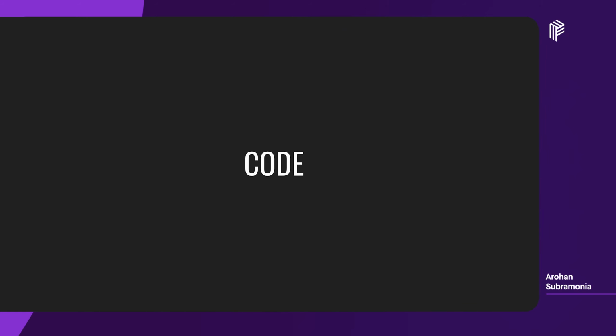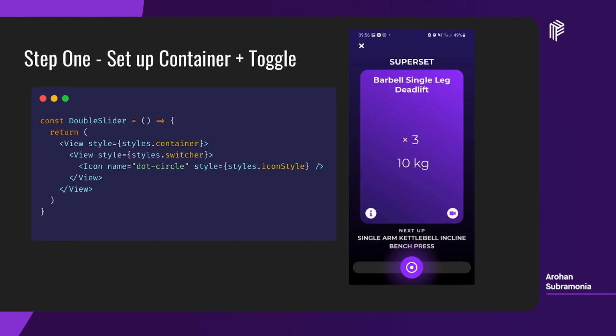Let's have a look at some code examples. To start off with, we just needed to set up our container and our toggles. So the container I'll refer to as this sort of gray pill that you see in the background. And then the toggle is this purple circular item that you can scroll back and forth. There's not too much special going on in terms of code here, but it's just there so that you guys know as I refer to the container and the toggle, that's what I'm referring to.